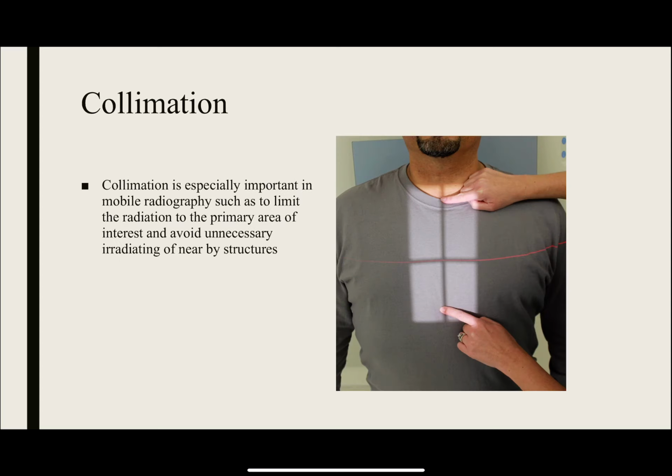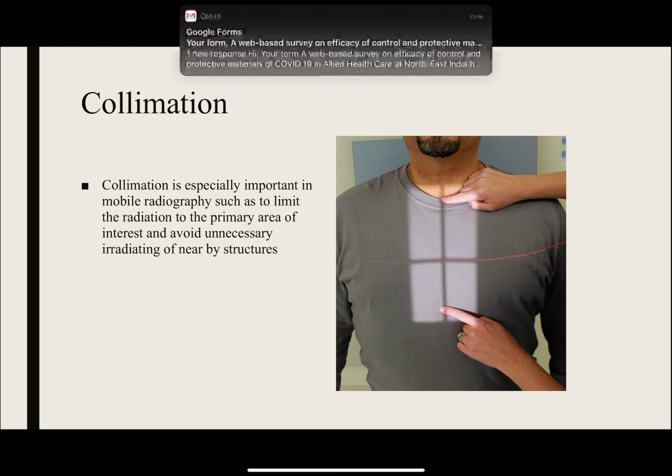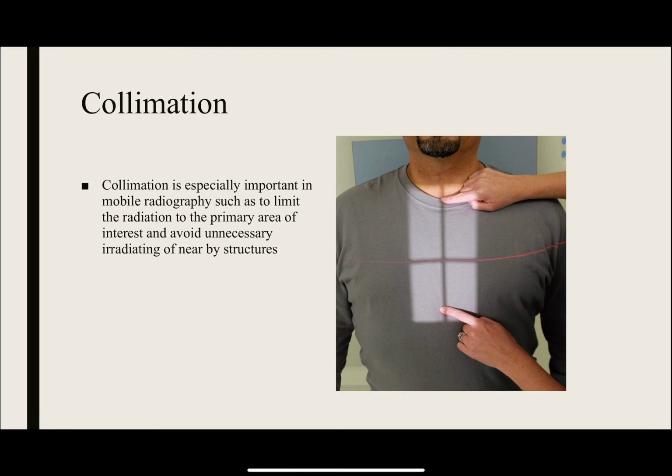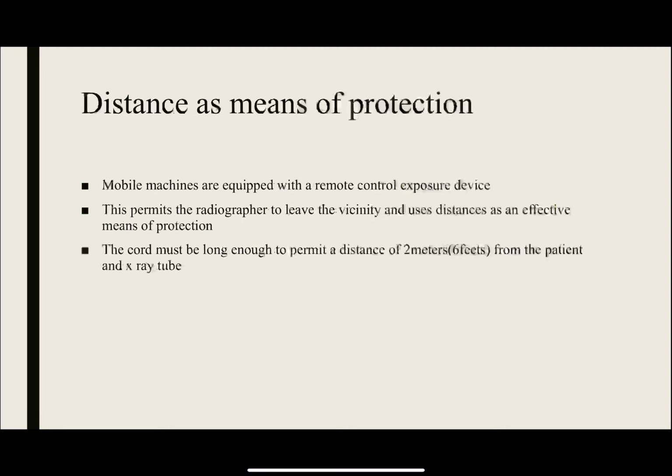In the next topic we have collimation. While doing ward radiography, collimation is very important to reduce radiation dose, because mostly the positioning of the patient can be unsatisfactory. Due to this we tend to open up the collimation widely, which should never be done. Proper collimation should always be maintained.